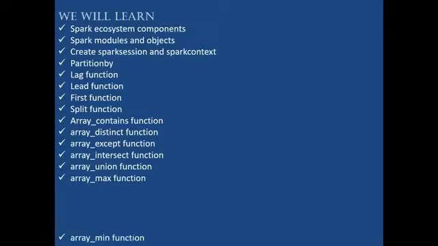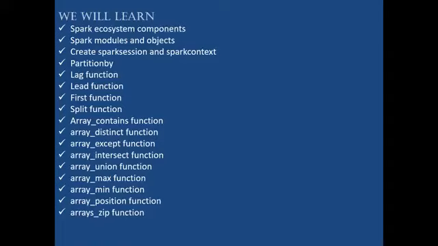So array_max gives the max value from the array, array_min the min value from the array, and if you want to get a particular value's position in the array, you have array_position. Arrays_zip is basically to combine two different arrays as key value pairs. We will use arrays_zip and array_repeat. Suppose you want to repeat a particular array multiple times, you can use array_repeat. Explode function is basically to convert arrays. An array is going to have, for example, 4 items, so now you can create the 4 rows using the explode function. Already we have seen arrays_zip and explode when we were reading the complex JSON file, right? So I hope you remember.